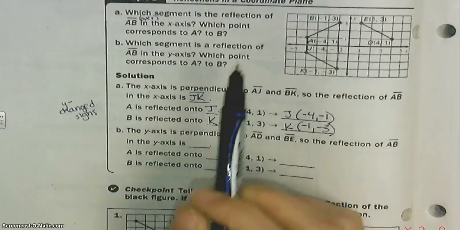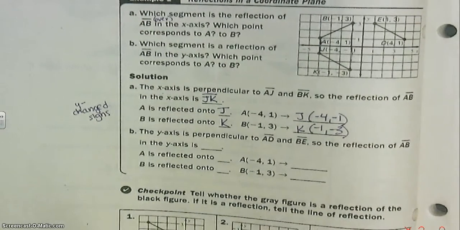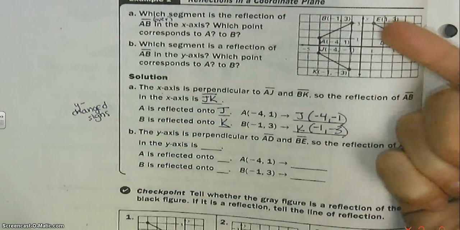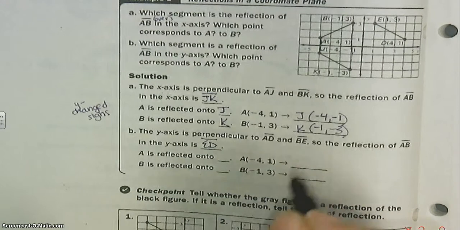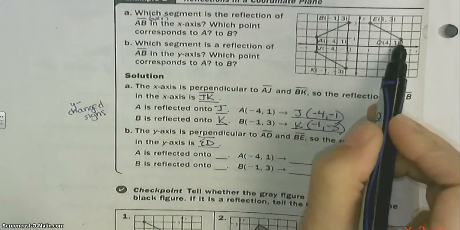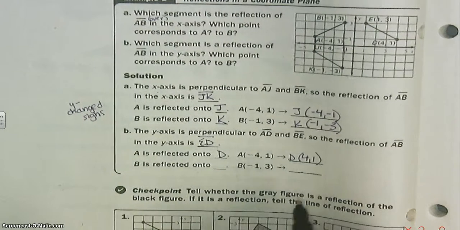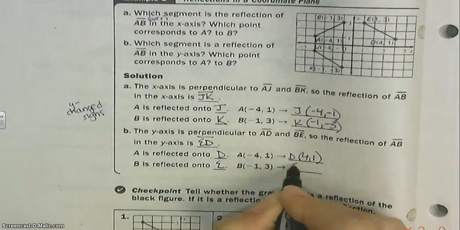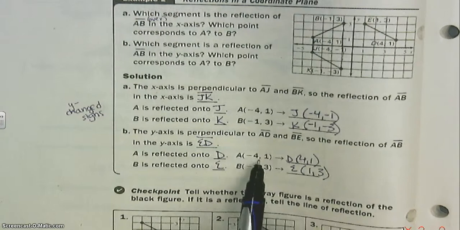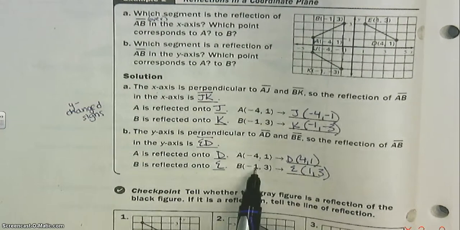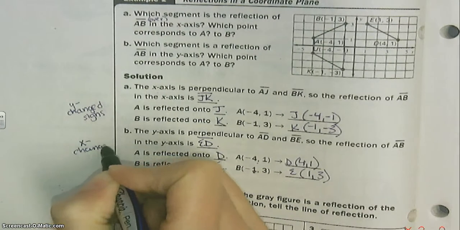Let's check out this one. What if we flip this over the Y? If we take AB and we flip it over the Y-axis, it's going to go on to ED. A is going to go on to D, which is at 4, 1. And B is going to go on to E, which is at 1, 3. So notice what changed here. -4 turned into 4, -1 turned into 1. So here the X changed signs.